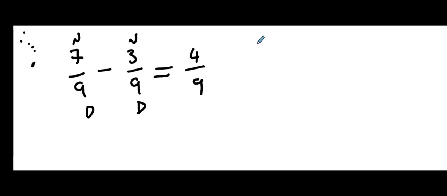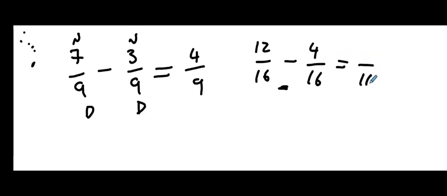Let's take 12 over 16, and let's take away 4 over 16. So again, because our denominators are equivalent, we can just say that our answer would be over 16. And then we just need to take away our numerators. So it's 12 minus 4, that gives us 8 over 16.